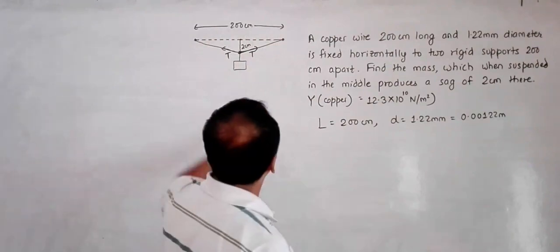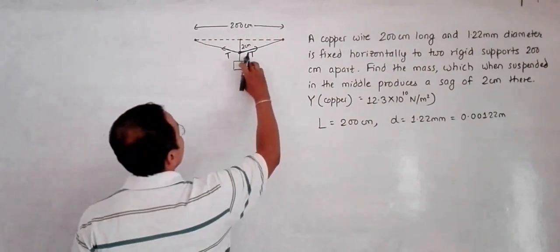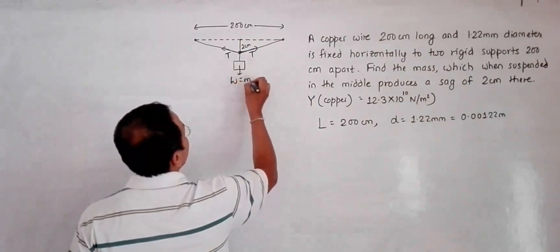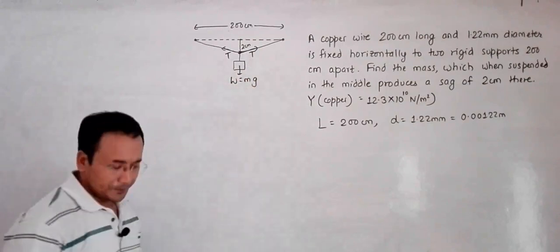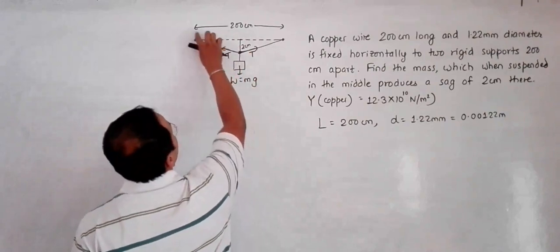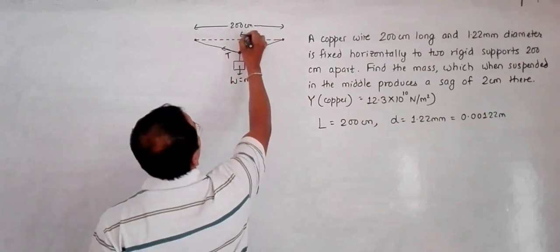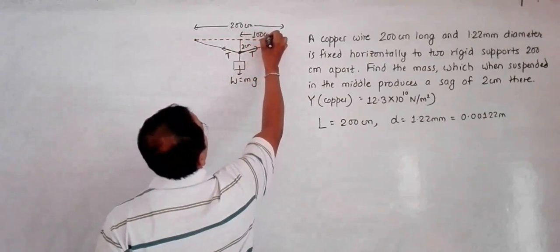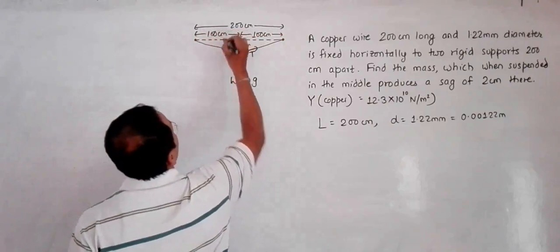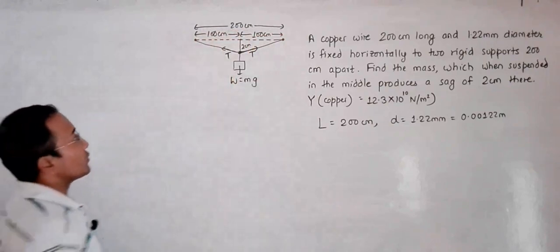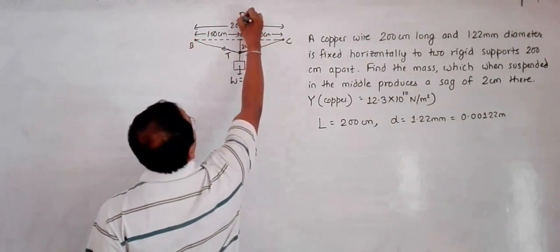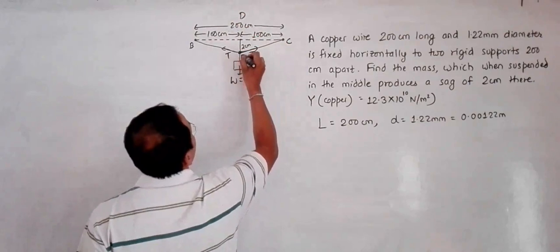So we have to find the value of the mass here. The downward force is given by the weight of the body. So this weight is equal to mg, and we have to find this m. Let's notice that since this is 2 centimeter and this is 200 centimeter, each of these parts is 100 centimeter, and this is also 100 cm. Now let us name the points: this is B, this is C, this point is D, and this point is E.